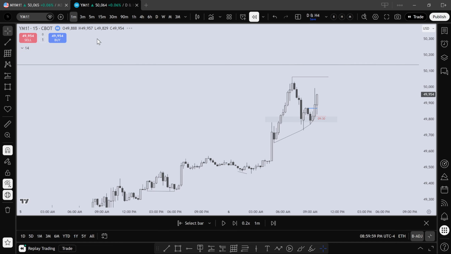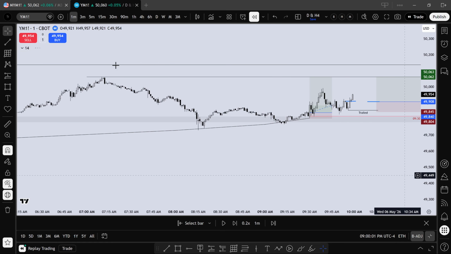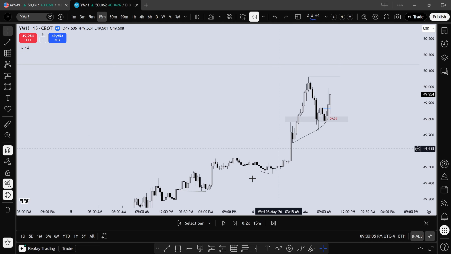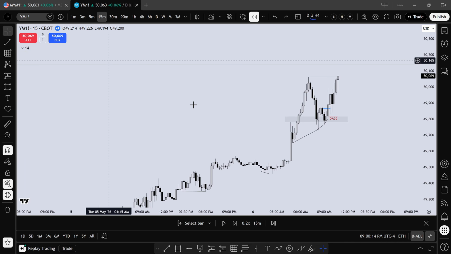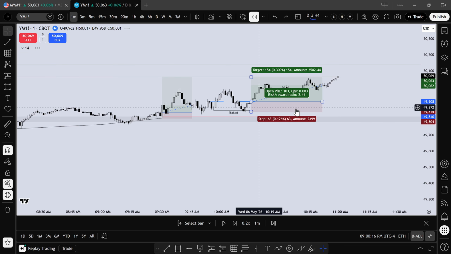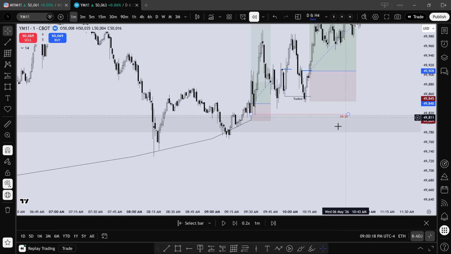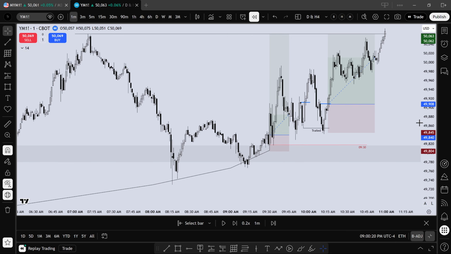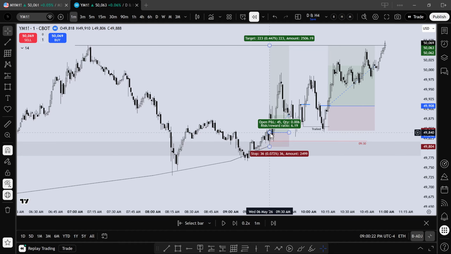So I'm looking at the 1-minute time frame. Let me actually go back here and play the entire move. Okay, now let's do this. So first entry right at the market open. This is where the market opens, runs high first and then comes back.